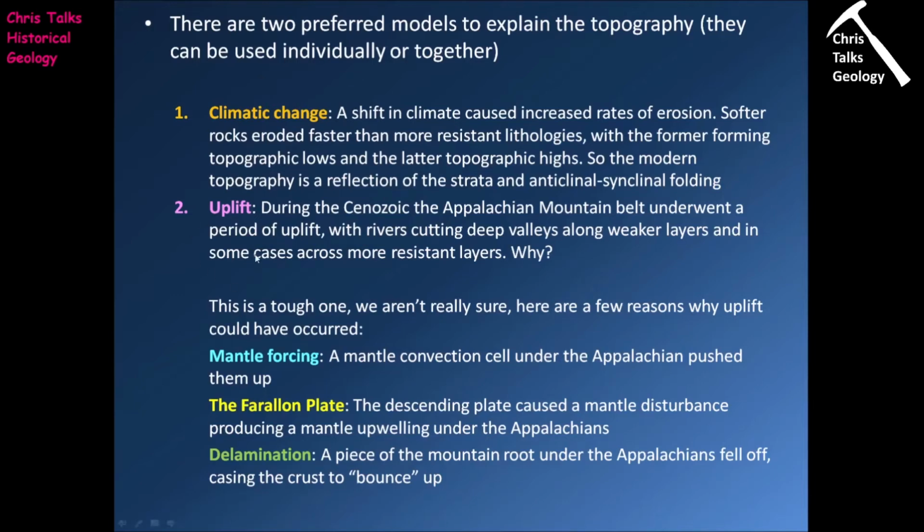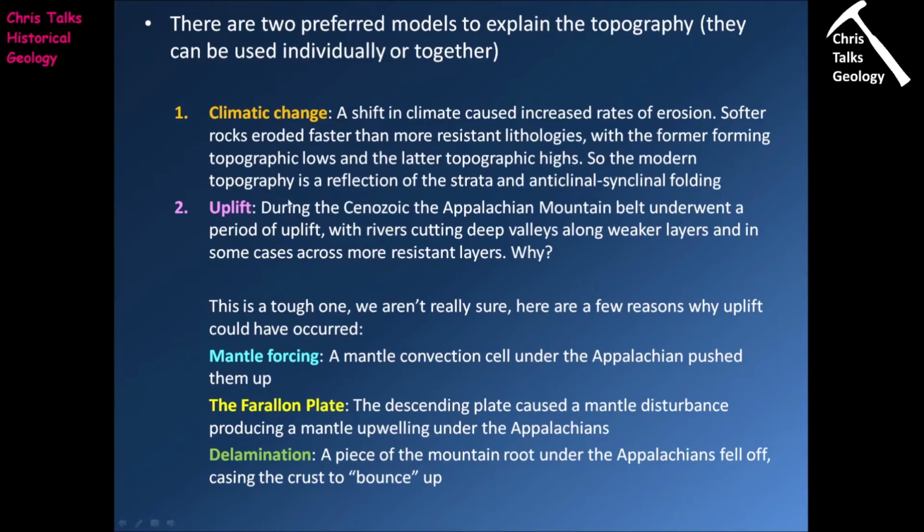The other possible option is that the area is actually being actively uplifted, so the ground's being pushed up, and this is leading to the change in topography. During the Cenozoic, we see the Appalachian mountain belt underwent a period of uplift. So we know that there's definitely been something that's pushed the Appalachians upwards, and this has resulted in rivers cutting down quickly, creating quite steep valleys. And these rivers, as mentioned already, will preferentially exploit weaker layers of rock because, once again, it's the easiest path. It's the path of least resistance.